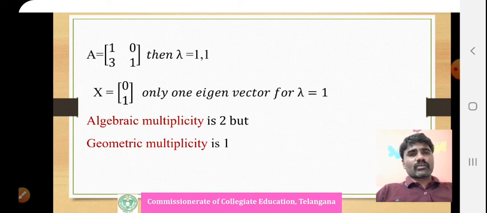In the next class, we are going to discuss the Cayley-Hamilton theorem and diagonalization of the matrix.